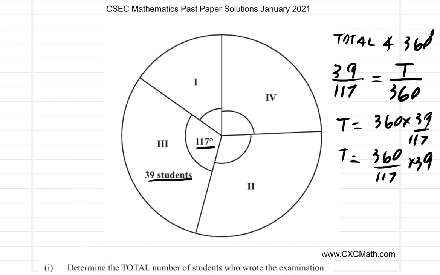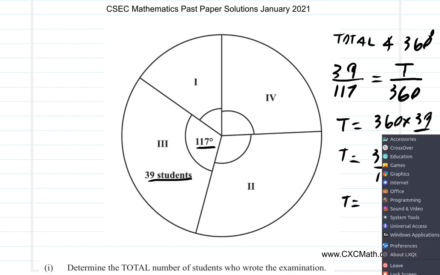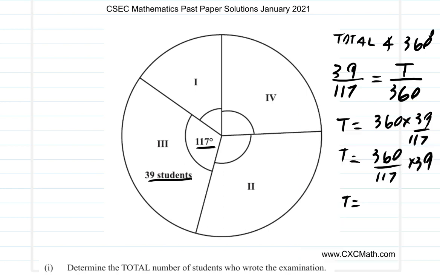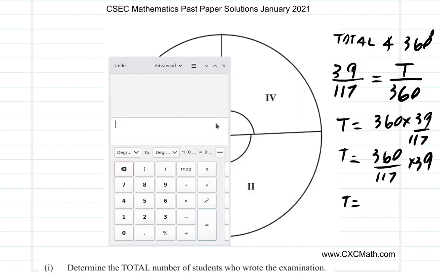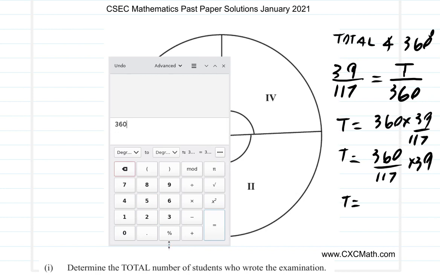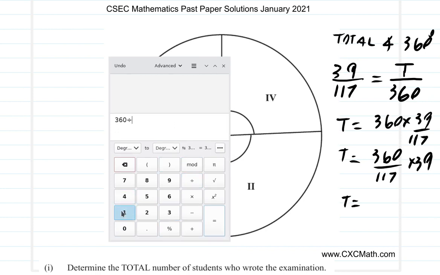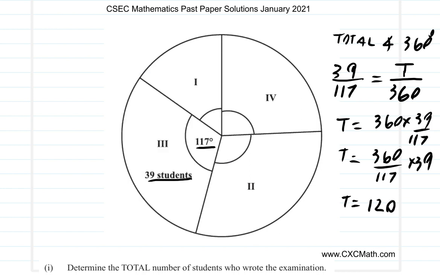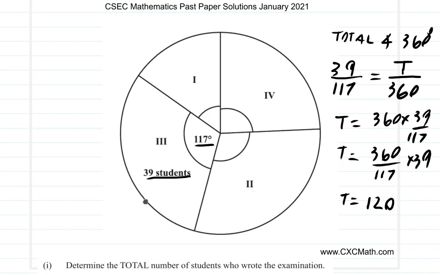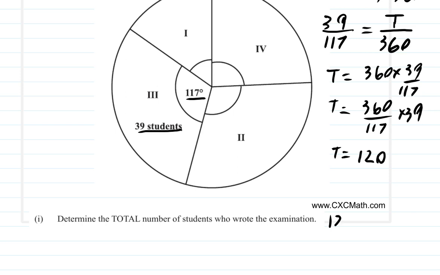So here now, let's do the calculation. The total is equal to what? Let's go to our calculator. 360 divided by 117 equals that. Now multiply that by 39. 120 students, right? So it would be 120 students.